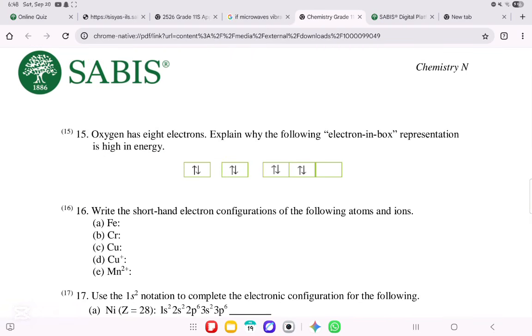Oxygen has 8 electrons. Explain why the following electron in box representation is high in energy. We know that according to Hund's rule, when we are filling in the orbitals, we need to start first with the same spin and complete orbitals, then we move to the other spin. So for the last box, it's supposed to be like this: 1 going up, 1 going up, 1 going up, and 1 going down, because Hund's rule states that we need to complete all of the orbitals before we move on to the opposite spin.